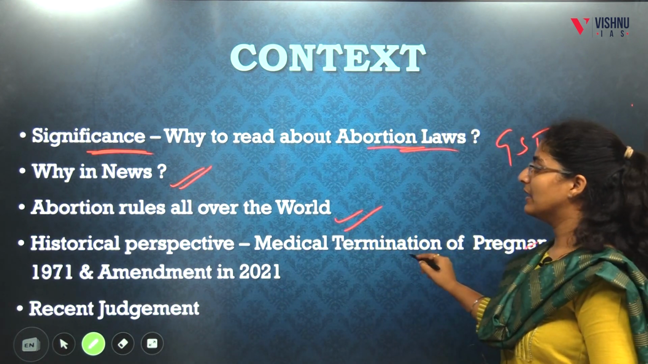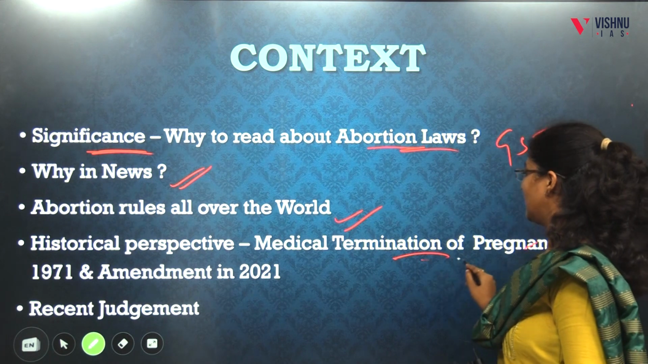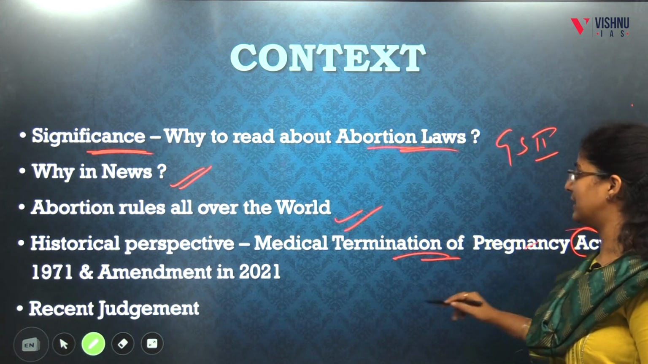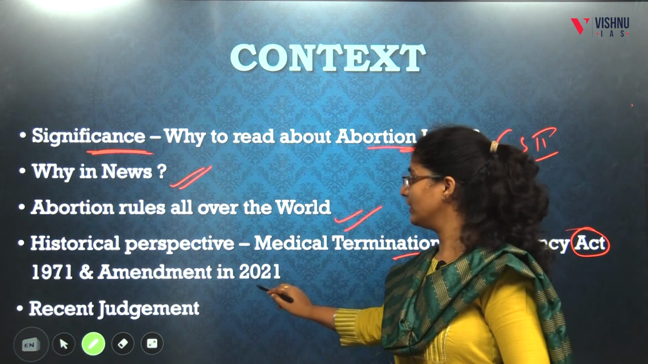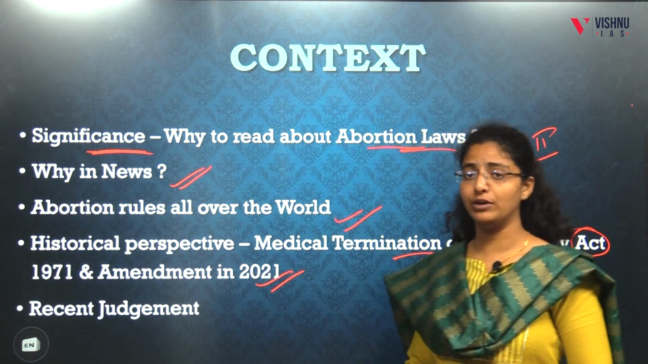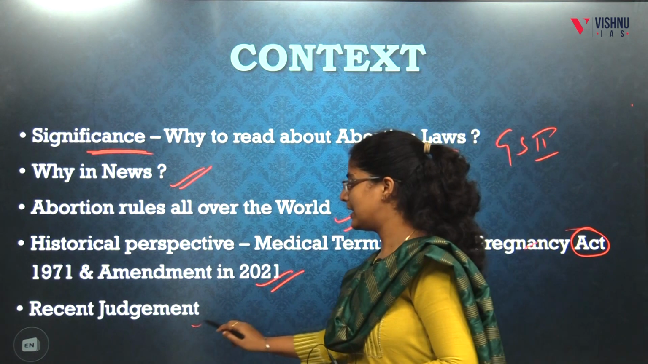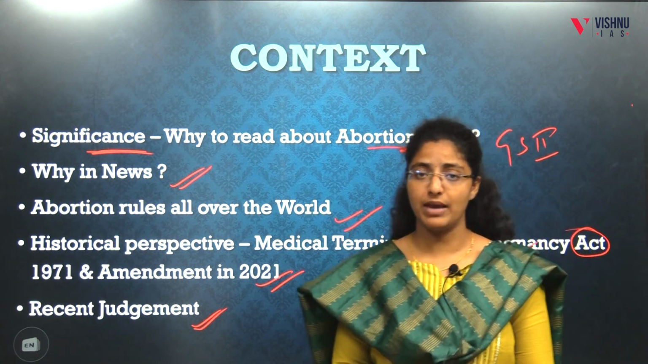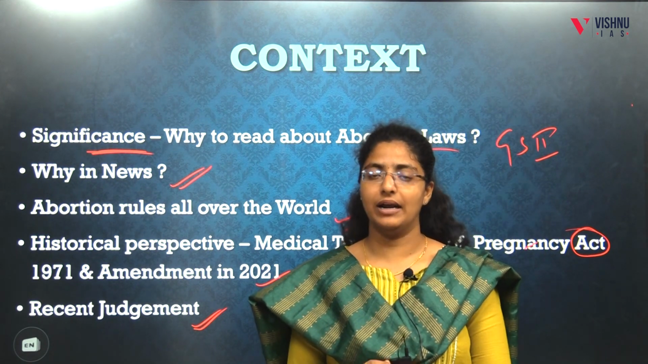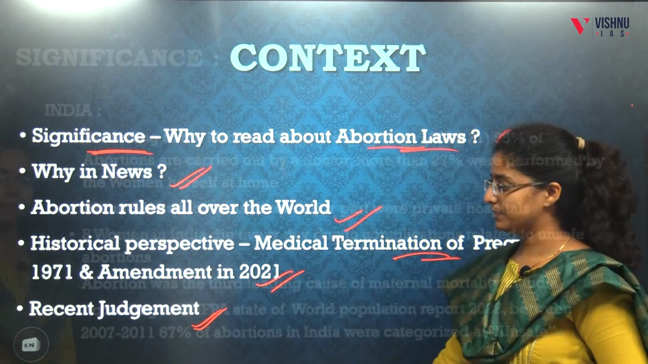Next, we learn about the historical perspective. There was a Medical Termination of Pregnancy Act in 1971 and an amendment was brought in 2021. So we'll learn about it today. And what is the recent judgment all about? What was the distinction that it was making and how did the Supreme Court read the law? It is all about this.